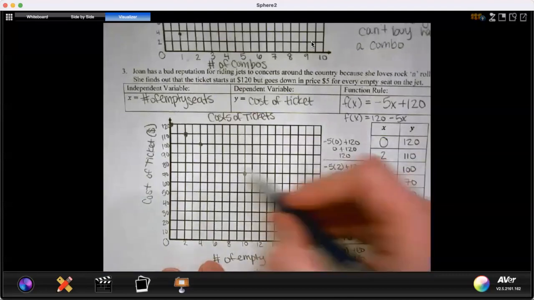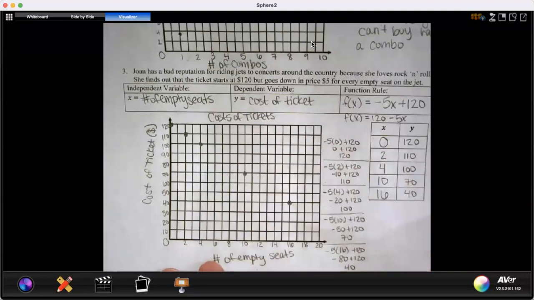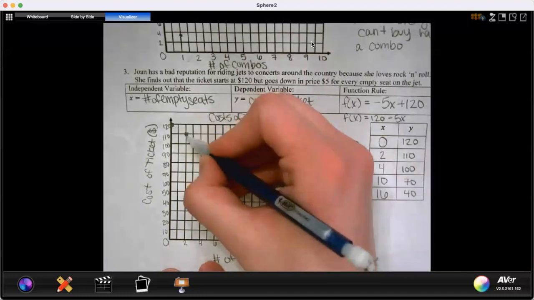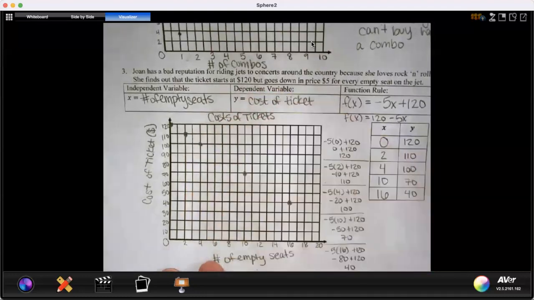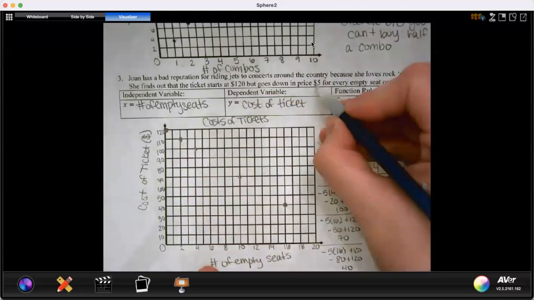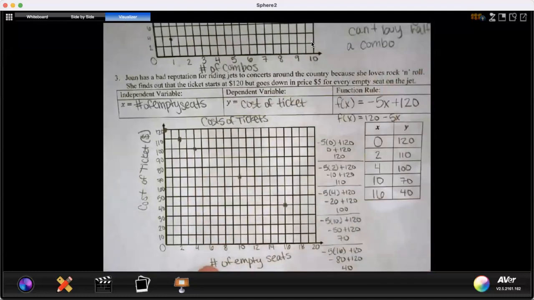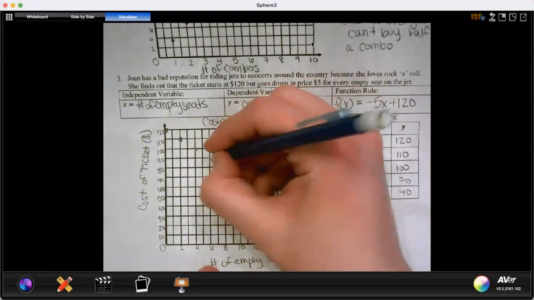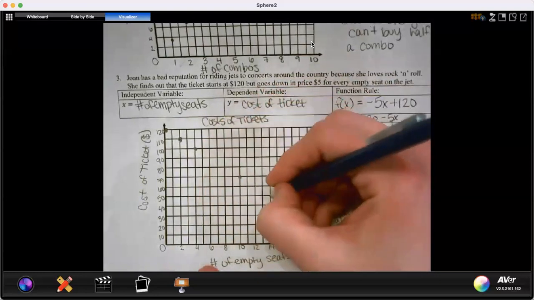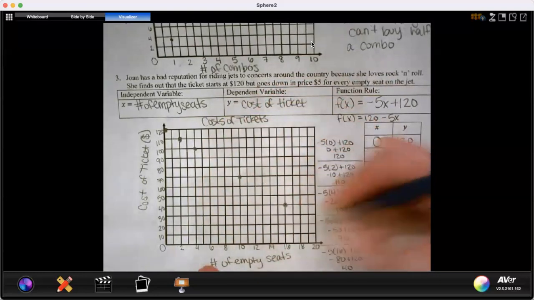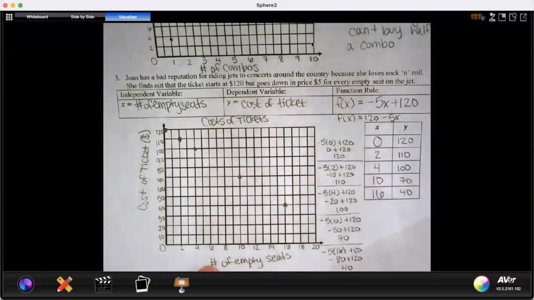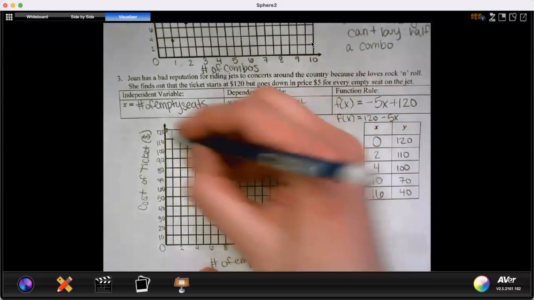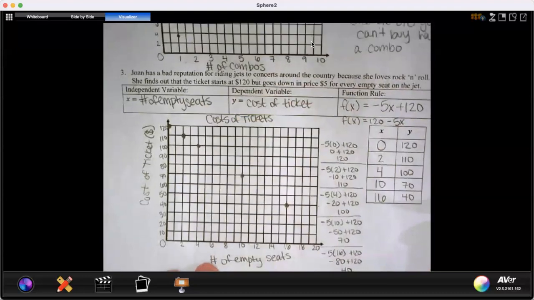Now, would I be able to figure out a pattern going on in between these? Yeah. If you notice, for every 2 tickets, it goes down $10, which makes sense. $5 for 1 seat, $10 for 2 seats. So I could figure out points in between here to plot more points. Do I have to? No, not necessarily. I can just keep the 5 points that I have.